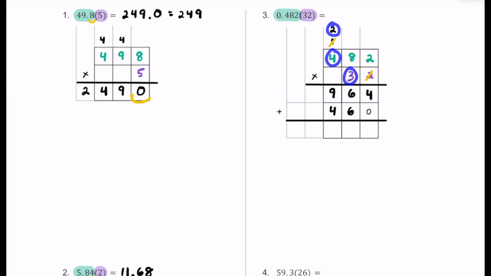And then 12 plus this 2 is going to be 14. Put the 4 here and then put this 1 right next to it. At this point, we're going to go ahead and add these partial products together. Go ahead and do that. So this is one of our partial products. This is our second partial product.